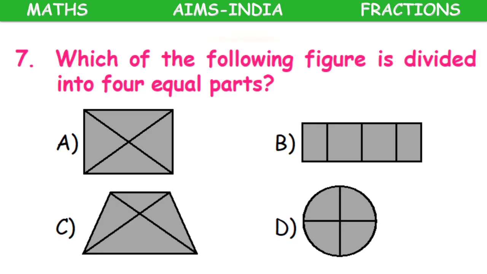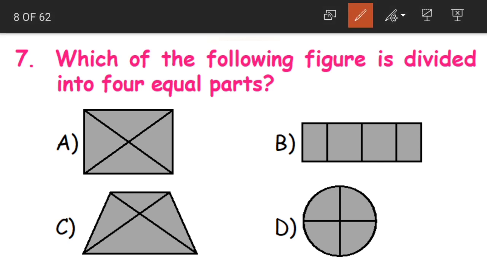Next, which of the following figures is divided into 4 equal parts? So if you observe option A, see children, this is divided into 4 parts. Yes, all the options A, B, C and D are divided into 4 parts. But what is the main problem here? They should be equal parts. Okay, all the 4 parts should be equal.